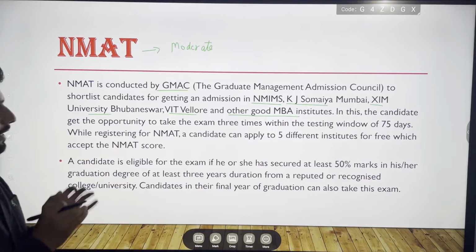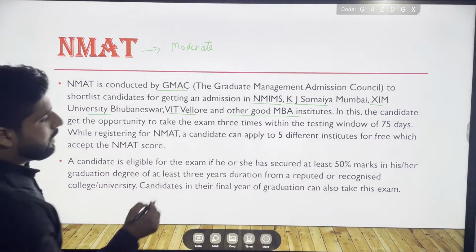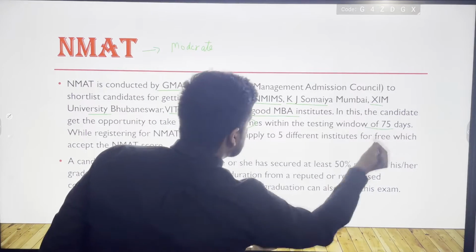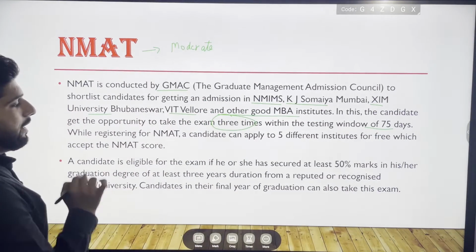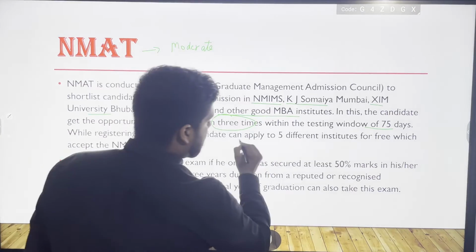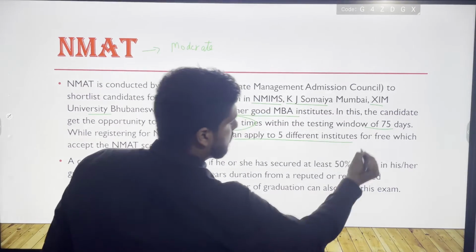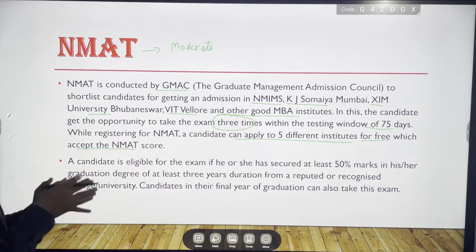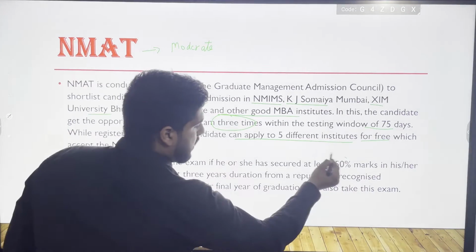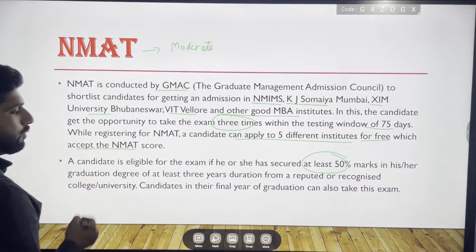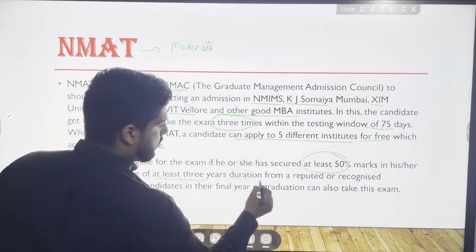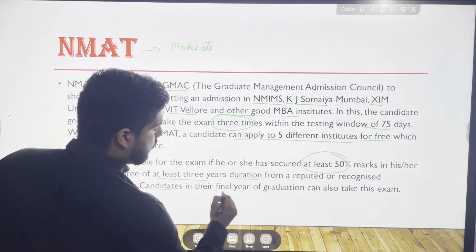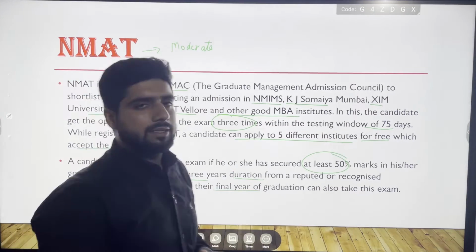In this, the candidate gets the opportunity to take the exam 3 times within the testing window of 75 days. So while registering for NMAT, a candidate can apply to 5 different institutes for free which accept the NMAT score. Now eligibility criteria remains the same, at least 50% marks in graduation for at least 3 years duration from a reputed university, and candidates in their final year of graduation can take this exam.